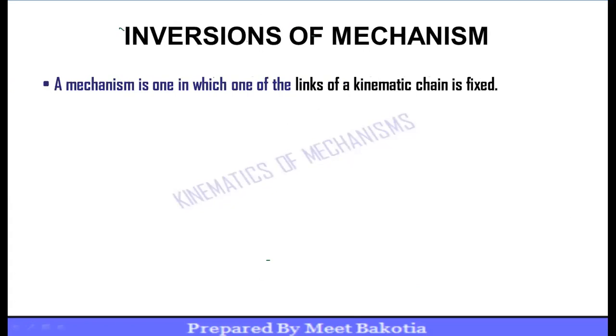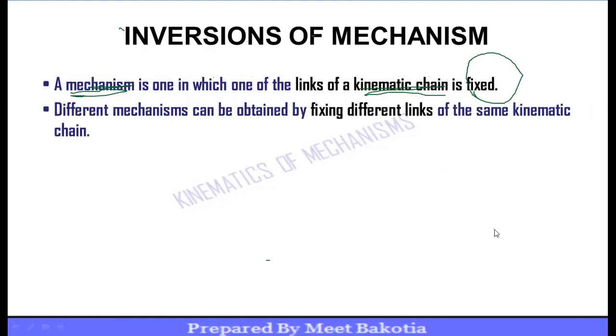See, what is mechanism? Mechanism is the one in which one of the links of the kinematic chain is fixed. Kinematic chain की किसी एक लिंक को फिक्स्ड कर दो तो वो बन जाता है mechanism, right? But different mechanisms can be obtained by fixing different links every time. Instead of fixing the same link, if I fix another link in the kinematic chain, then a different mechanism would be obtained. These are called inversions of mechanism.